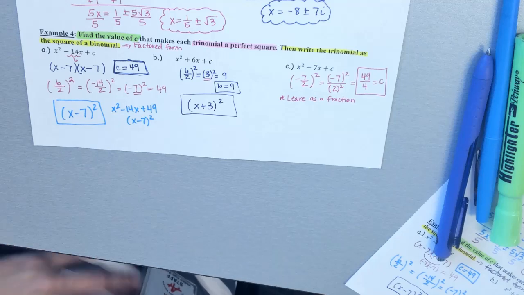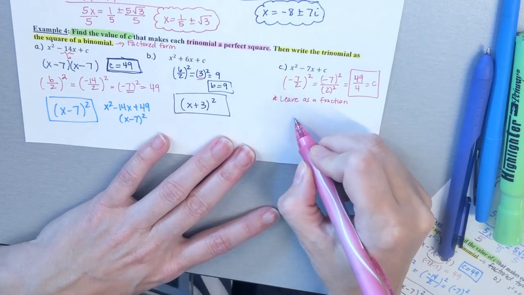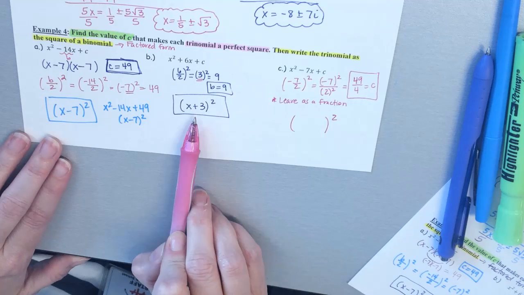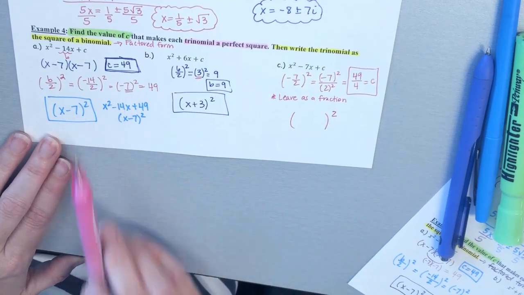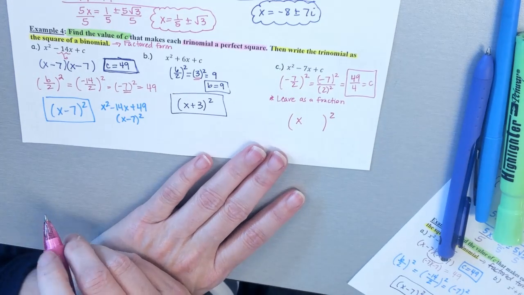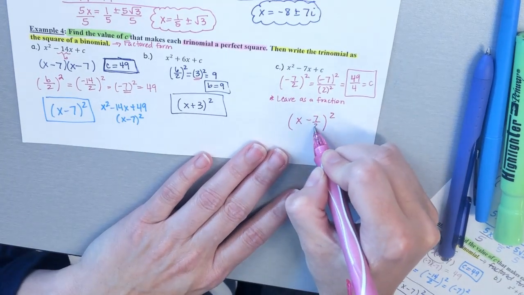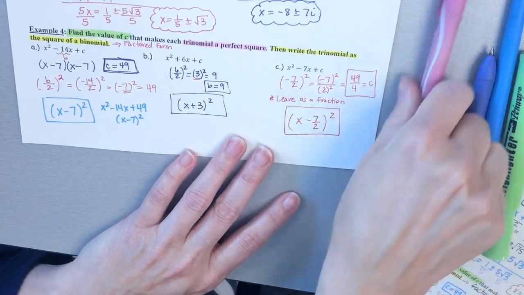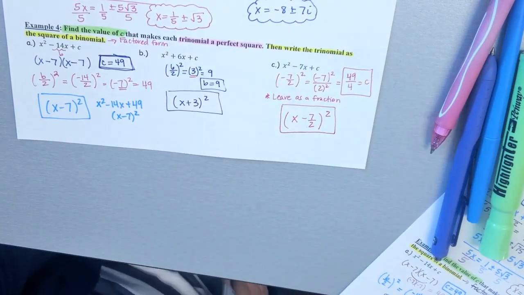Now, based on what we did there, when you are writing your value, remember how we said this is 3, this is 3, this is negative 7, this is negative 7. So what can I put here? Negative 7 over 2. See how that's going to be easier than trying to do it with the decimals?